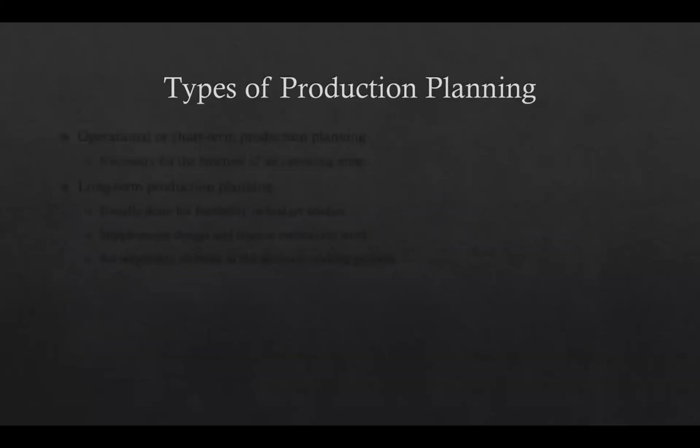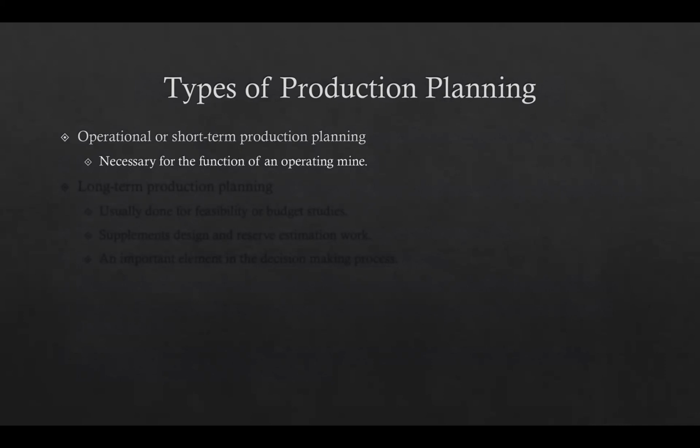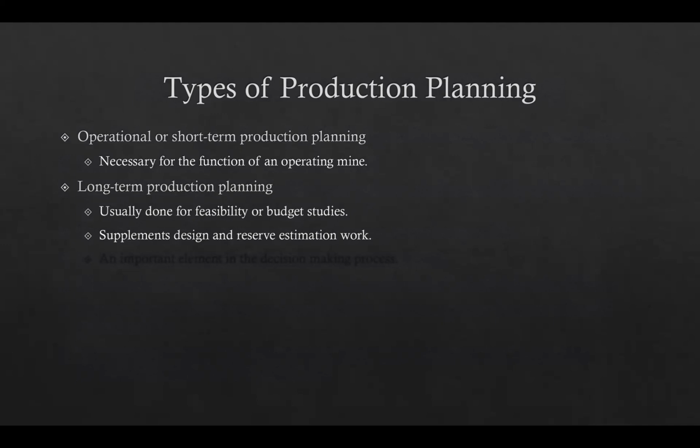Planning is obviously an ongoing activity throughout the life of the mine. There are two kinds of production planning which correspond to different time spans. First one is operational or short-term production planning, which is necessary for the function of an operating mine. And the other one is long-term production planning, which is usually done for feasibility or budget studies. It supplements the design and reserve estimation work and is an important element in the decision-making process. Long-term planning tools allow mine planners to first set mine targets and then test scenarios to find the best way to mine over multiple working periods.